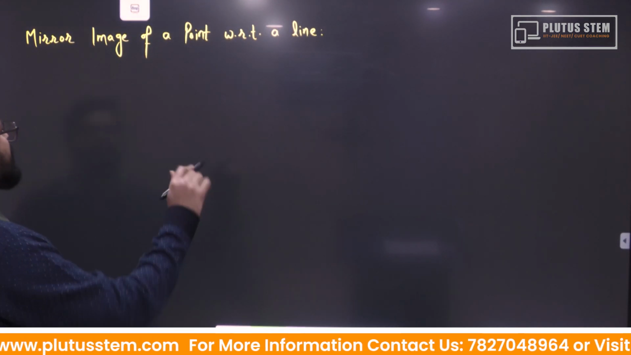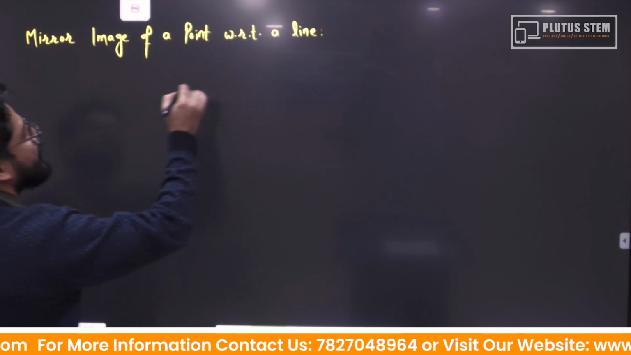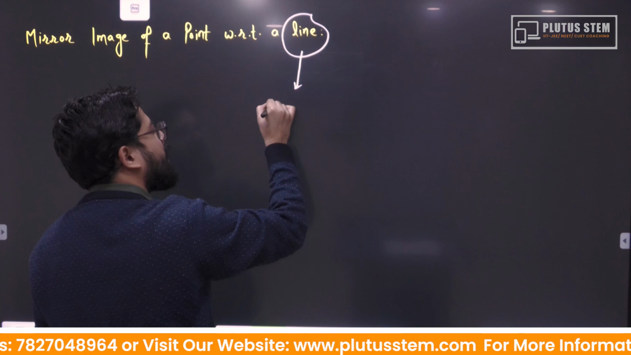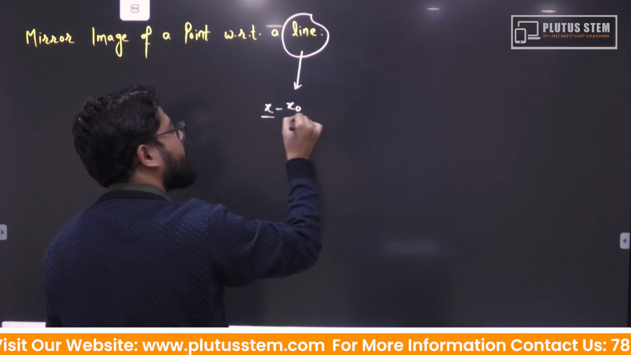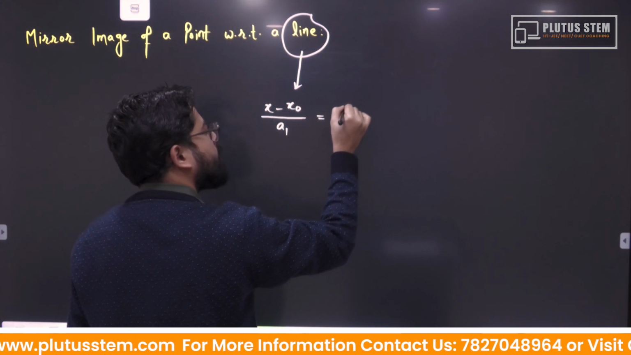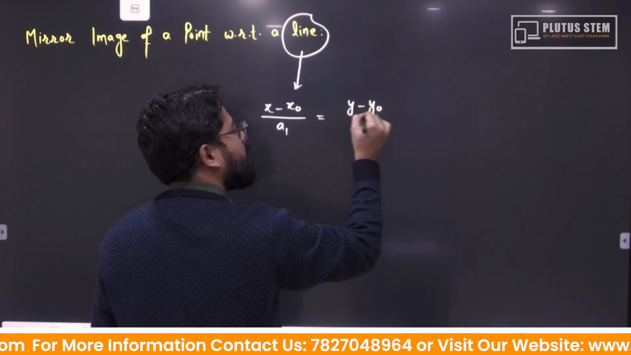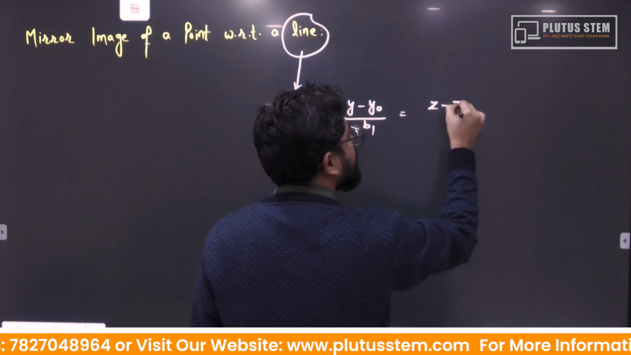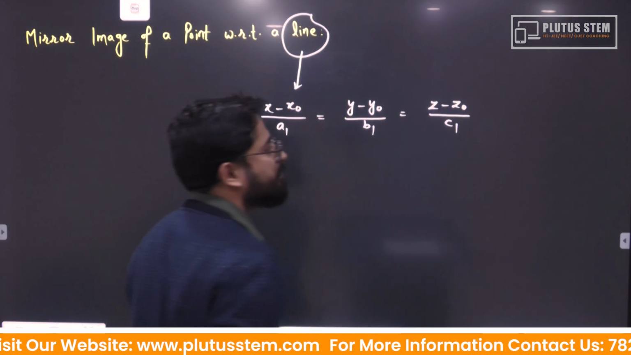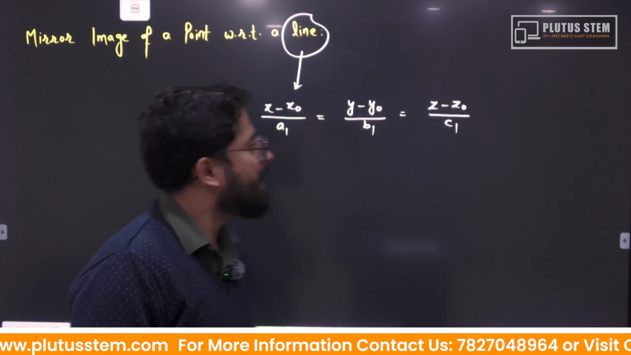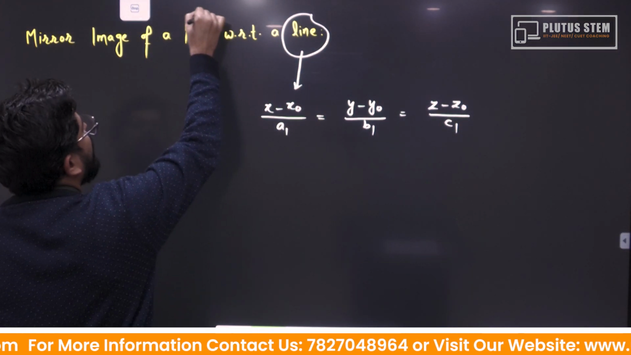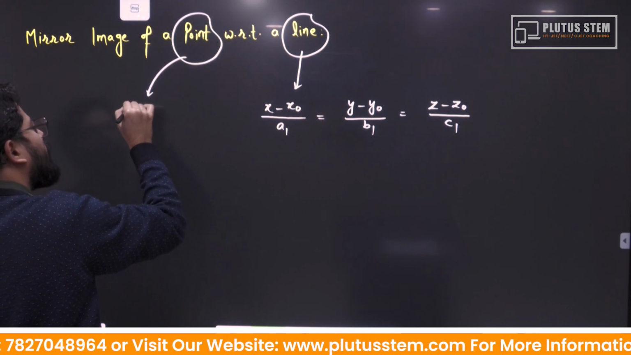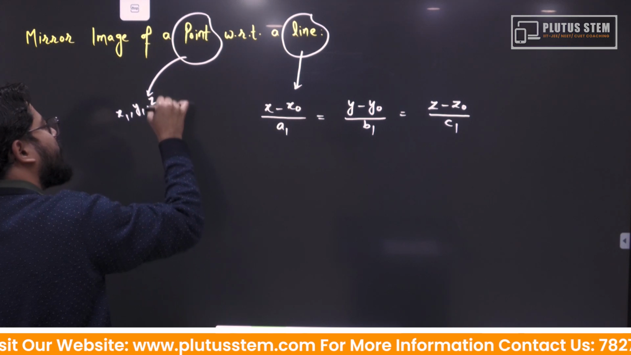Let's say you have a line, and the equation of the line is (x minus x naught) divided by a1 is equal to (y minus y naught) divided by b1 is equal to (z minus z naught) divided by c1. Let's say this is your line, and you have a point. Let's say that point is x1, y1, z1.